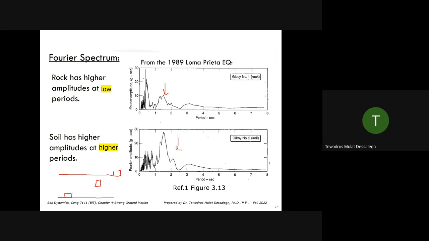For rock, the peak values were occurring around 0.5 second. And for soil, the peak values are happening around 1.5. This tells us that soil has a larger period compared to the rock. That's a general observation. That's how it is. Soil is more flexible and it has a high period compared to rock. In rock, you can see the lower values at low period, 0.5 compared to 1.5.